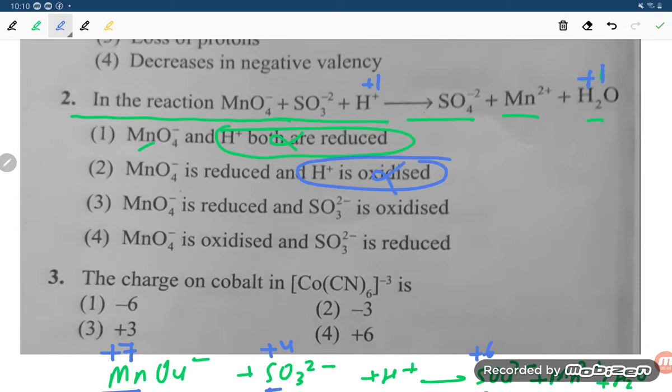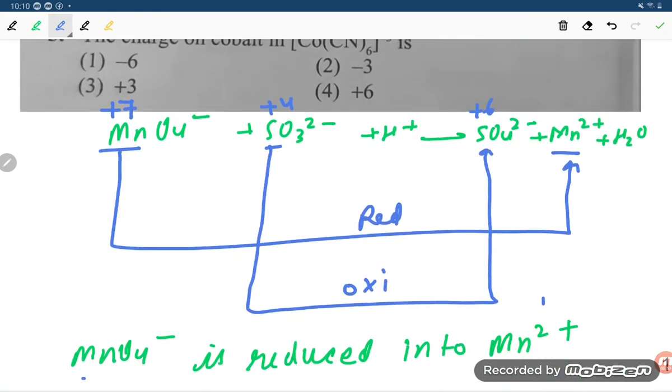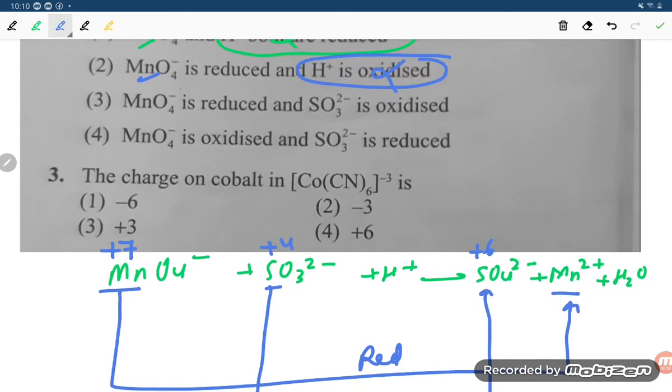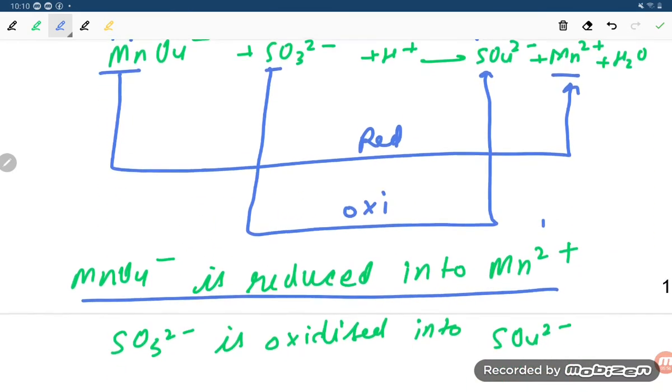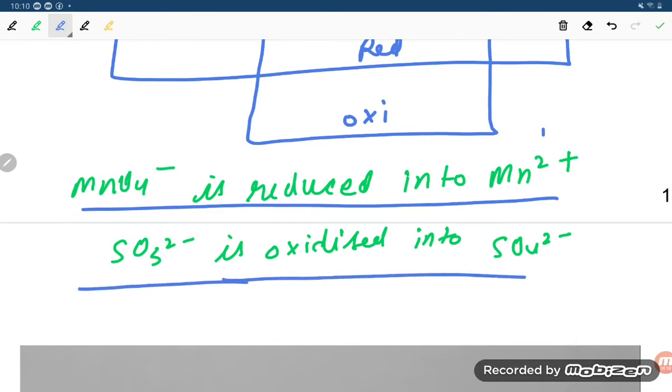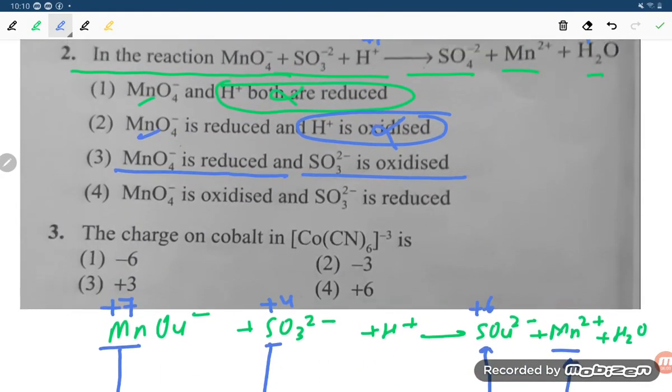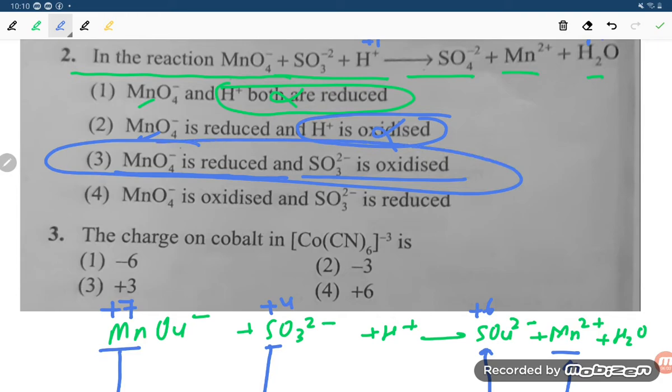This is wrong, but this statement is half correct, half wrong. MnO4 is reduced into Mn2+, and SO3 2- is oxidized to SO4 2-. So our required answer is option number 3, student. Option number 3 is correct.